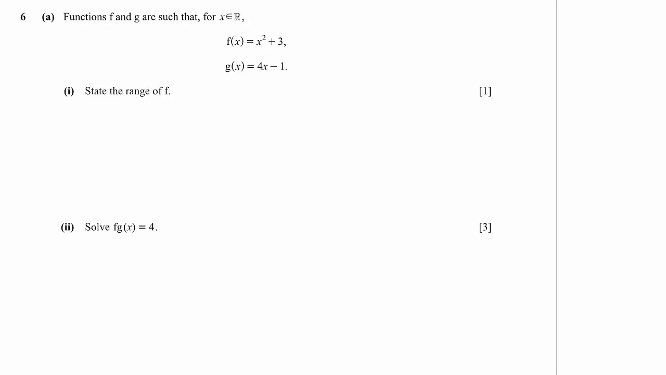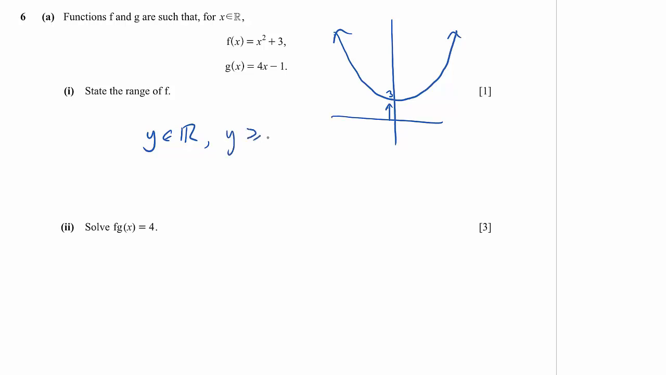Well, we know that f is a quadratic, and you ought to be able to sketch this one pretty much straight off. So we know x squared has this shape, and x squared plus 3 has just moved up 3 units, as shown here. So the range is going to be y is a real, or you can use f is a real there, and y is greater than or equal to 3.